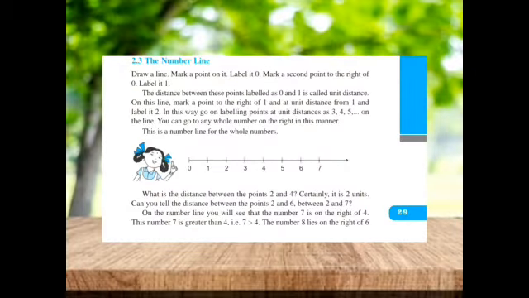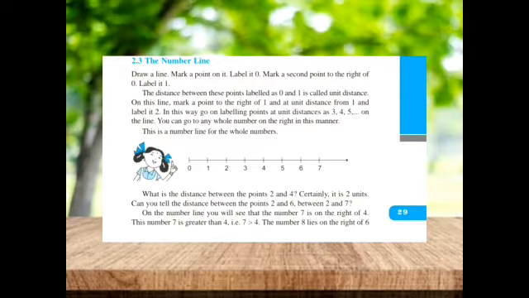Dear students, now we shall learn the number line. Draw a line, mark a point on it, label it 0, mark a second point to the right of the 0, label it 1. The distance between these points labeled as 0 and 1 is called unit distance.